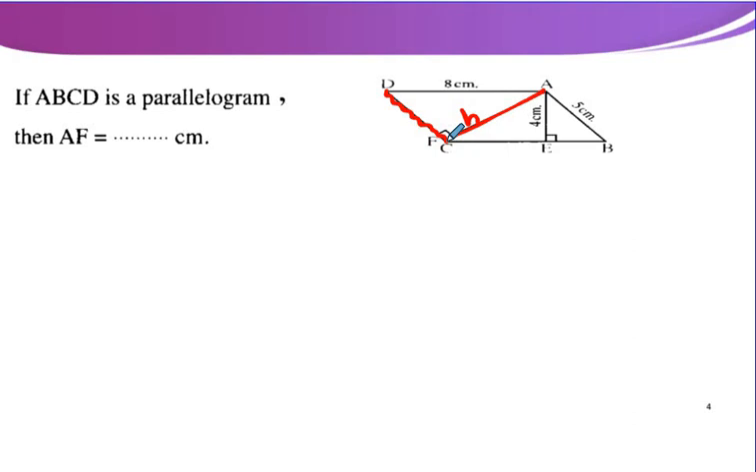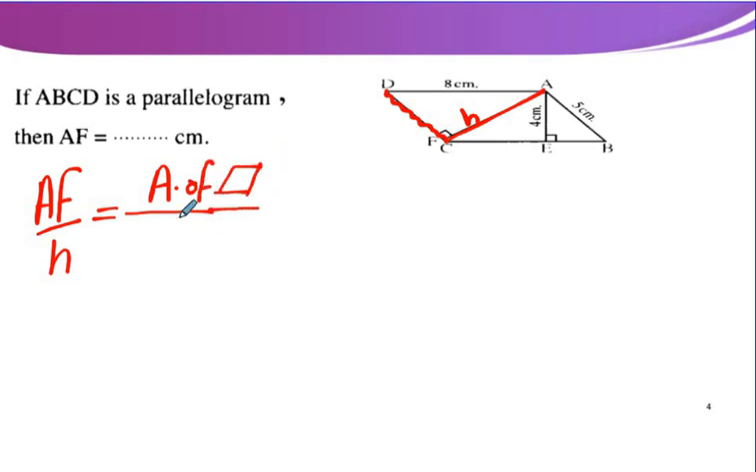To find AF, as we see, AF is a height. So to find it, divide the area of the parallelogram by its base. The base of AF is what? Yes, it is DC. So divide by DC. DC equals AB, so DC equals 5 centimeters. And what is the area of the parallelogram? We don't know the area of the parallelogram, so you should find it first.